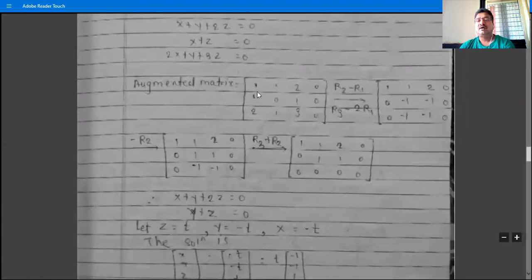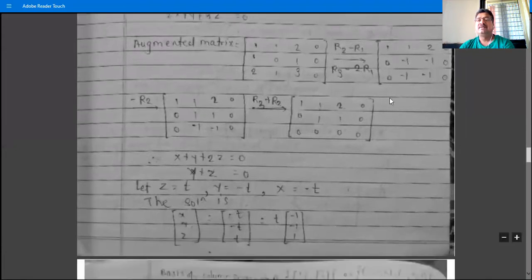So this element is 1, so we have to reduce this 2 element to 0. So R2 minus R1, R3 minus 2R1. So we have this matrix. Then we have to reduce this minus 1 to plus 1. So multiply R2 by minus 1, or change the sign of the second row.